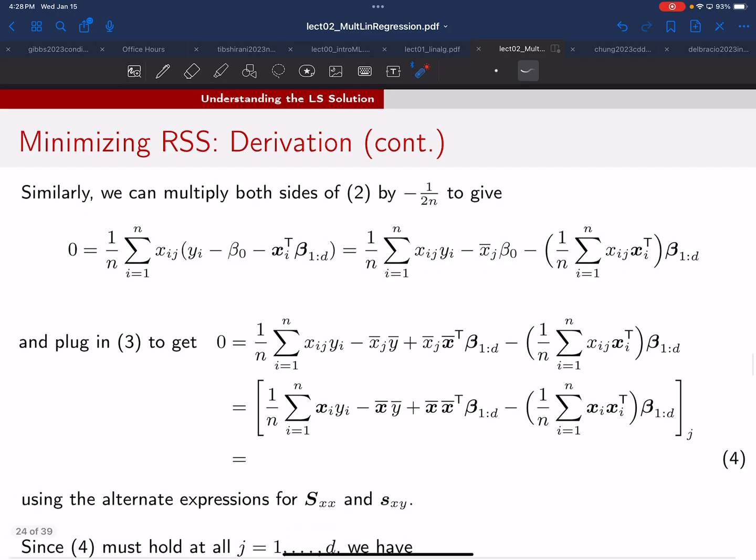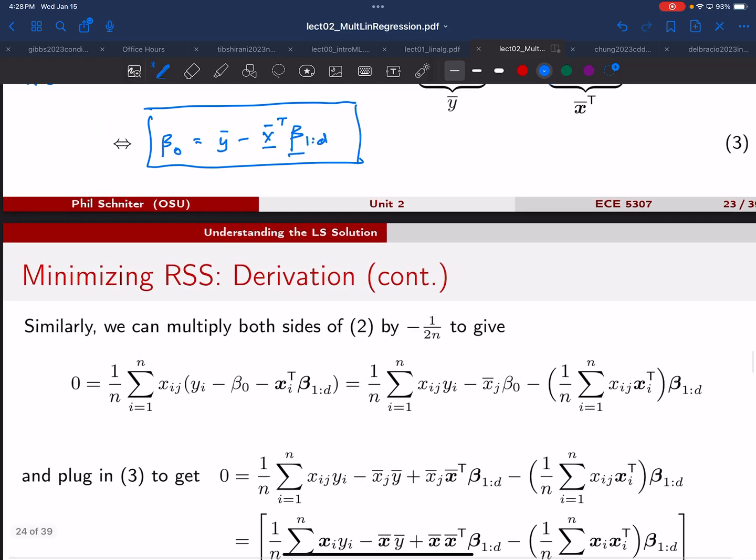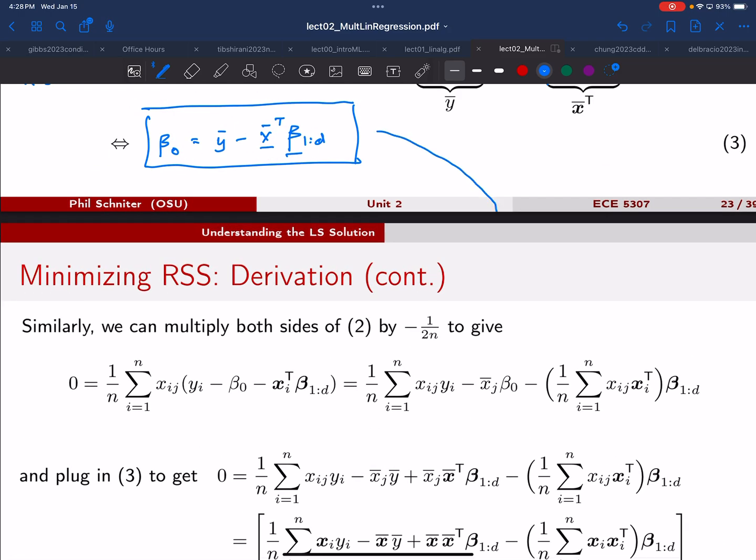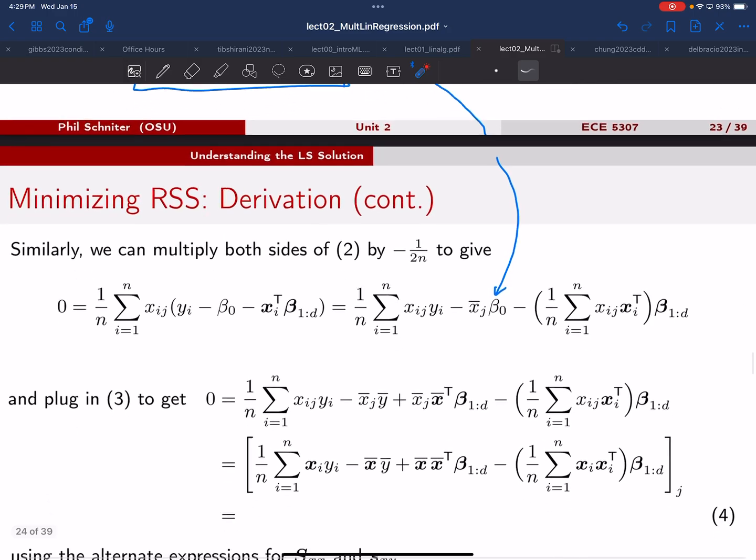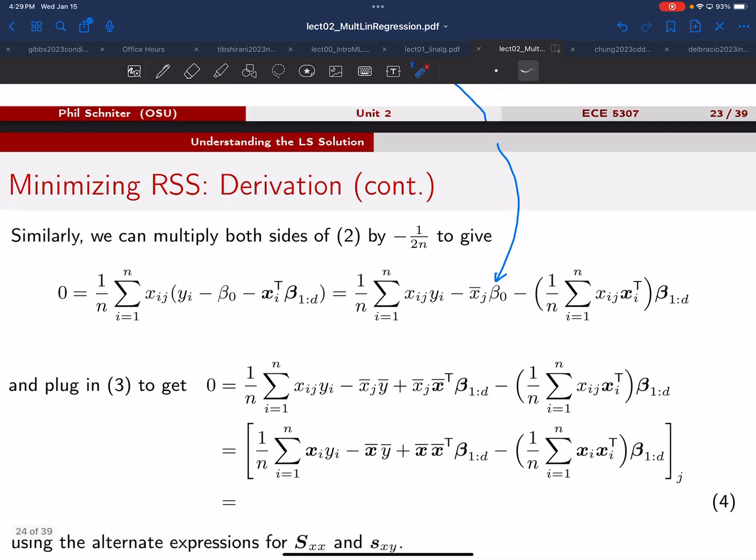Okay, so the first thing we'll do is plug in this equation for beta 0 into here. After we do that, the y bar up here manifests over here, and this other stuff shows up over here. Now we're getting closer.